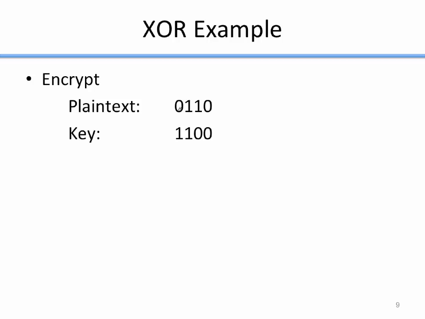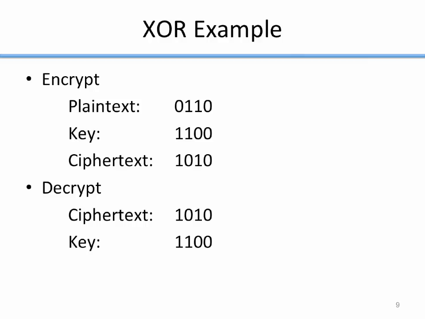Okay, so if I go through, this would be 0 exclusive ORed with 1 is 1, 1 exclusive ORed with 1 is 0, 1 exclusive ORed with 0 is 1, 0 exclusive ORed with 0 is 0. So I'll get 1010, just doing a bitwise exclusive OR. Okay, so if I were to take that same ciphertext and decrypt it with the same key, I should get the same plain text, but let's just verify that we do.